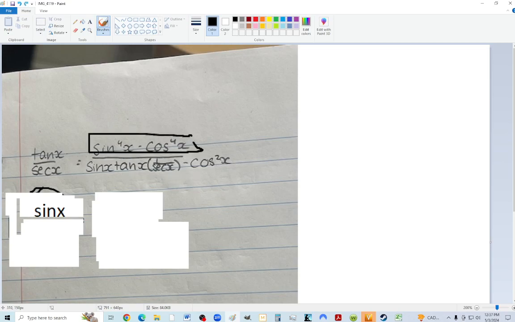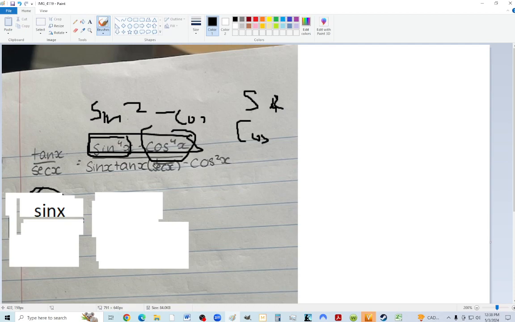I already did this a little bit for you. This is hard to see. It would be a lot easier if it said sine squared minus cos squared. But the reason they did the 4 is going to be obvious in a second. The square root of sine to the 4 is sine squared. The square root of cos to the 4 is cos squared. And there's a minus in it. So that means that's a difference of squares.